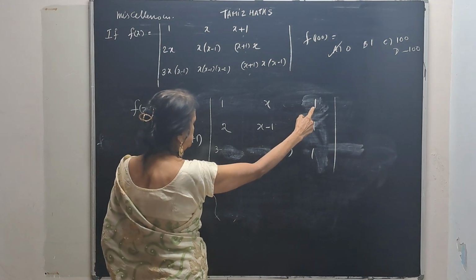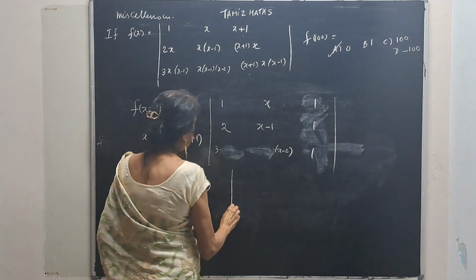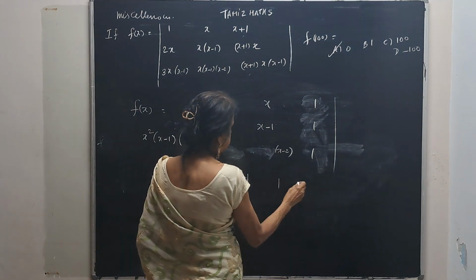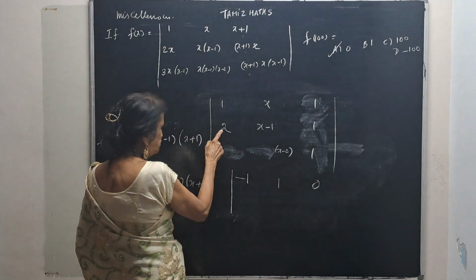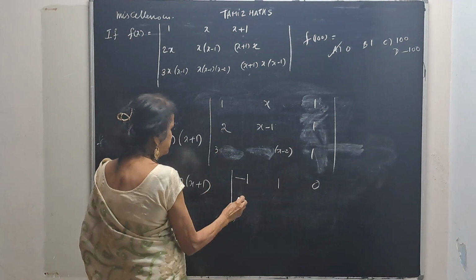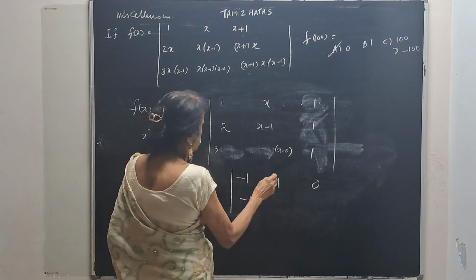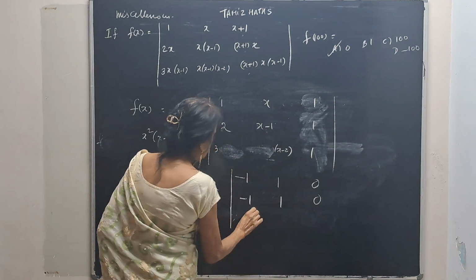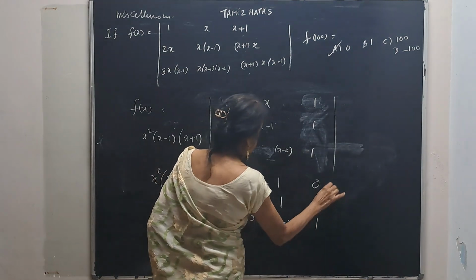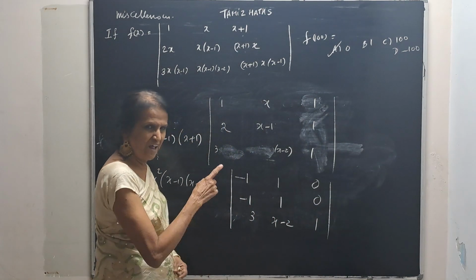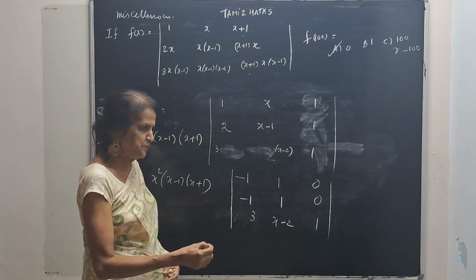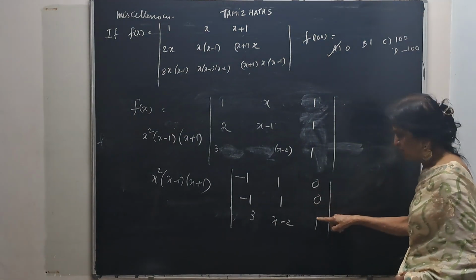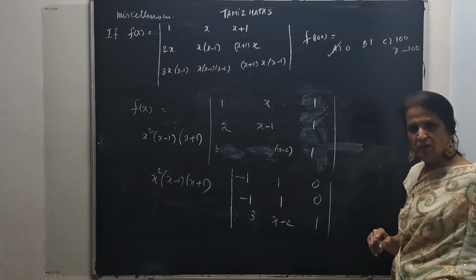Row 1 is row 1 minus row 2. So x and x will get cancelled and it will become 0. Row 2 is row 2 minus row 3. So that is minus 1. This will become 1, and this will become 0. And this is 3, x minus 2 and 1. Now expand this by the last column. Just one step, you will get the answer. You can expand a determinant by any row or any column.